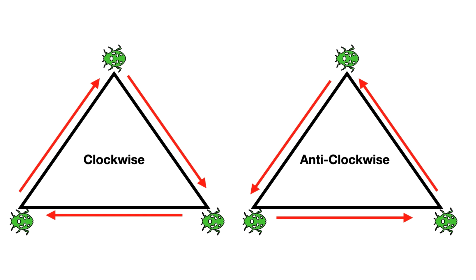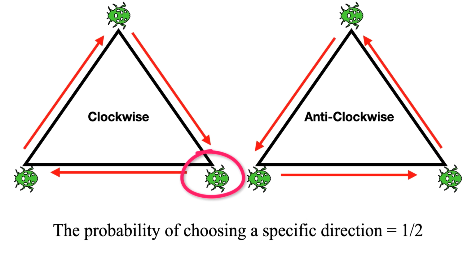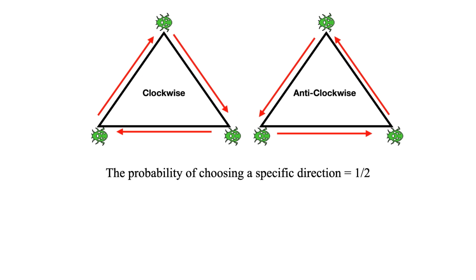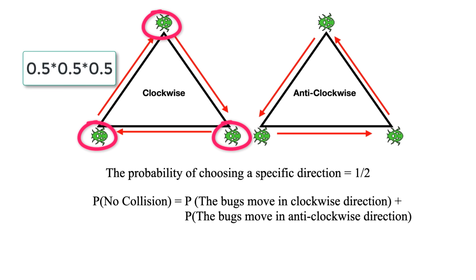Now the bugs can move either clockwise or anti-clockwise. The probability of choosing a specific direction is then 1 over 2. We will utilize the simple equation of probability to find our answer. The probability of no collision equals the probability that the bugs move in a clockwise direction plus the probability that the bugs move in an anti-clockwise direction. The probability that the bugs move in a clockwise direction is 0.5 times 0.5 times 0.5.